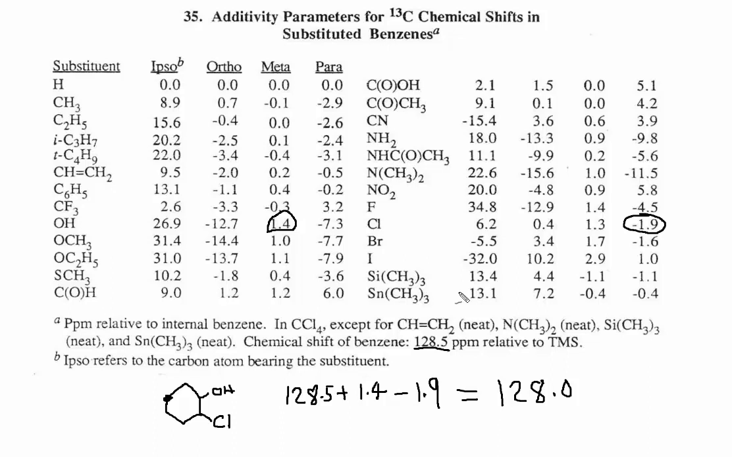But of course, you have other possibilities with other substituents. So you just look and see if it's ortho, meta, or para to the carbon that you're calculating, add in that contribution, and sum them up.